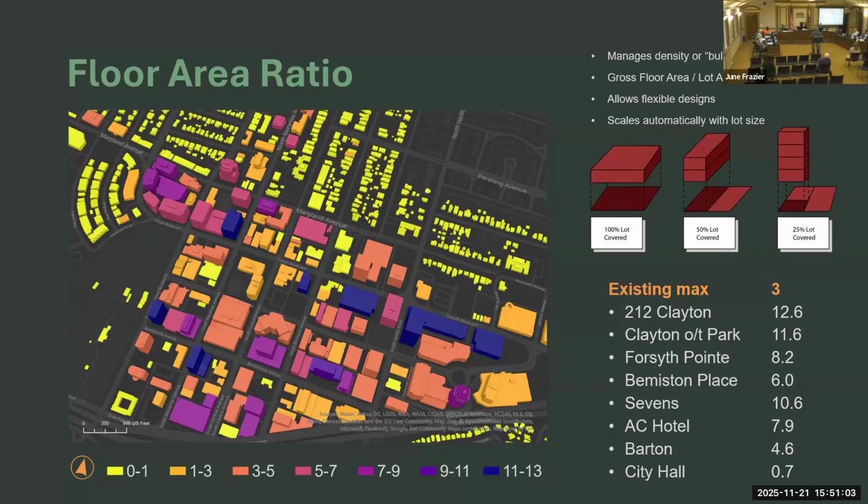So on this slide, we're just showing a floor area ratio of 1 in the red boxes, right? Yes, each one of those. And then all the buildings you've listed, like 212 Clayton, have a floor area ratio of 12.6, so they're 12.6 times the area of their lot. They could either be 12 stories covering the full lot, or 24 stories covering half the lot. That's correct. You got it.